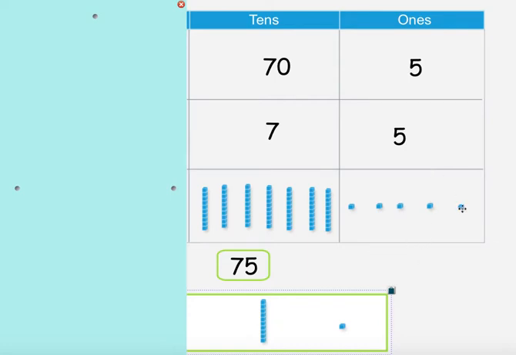In the number 75, there are 5 ones. The value of the 5 is 5. There are 5 ones. 1, 2, 3, 4, 5. Let's look at the tens now. There are 7 tens. Let's count by 10. 10, 20, 30, 40, 50, 60, 70. There are 7 tens. The value of the 7 tens is 70. Let's try another one together.